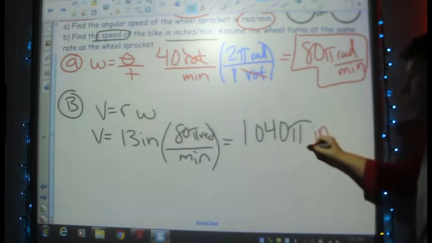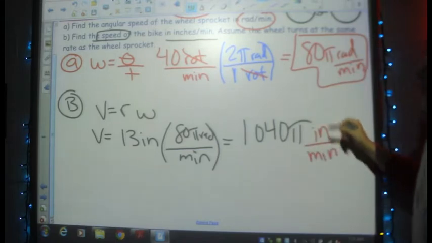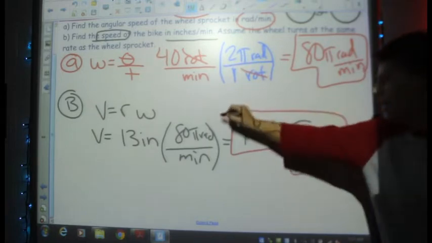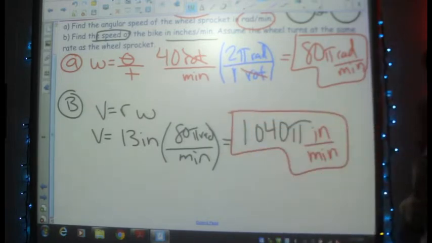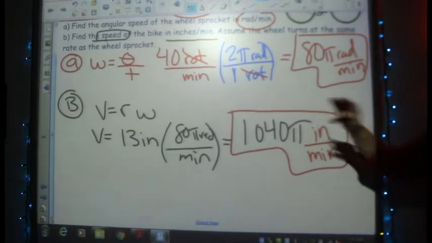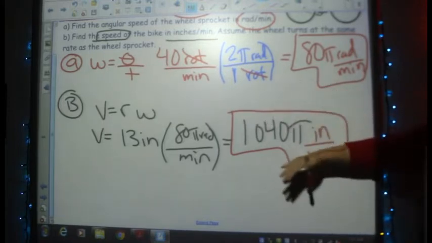So I'm going to write inches per minute. The question asked me in inches per minute. I responded in inches per minute. So again, I'm done. I'm just using the formula. I know the problem sounds scary. I know the formulas look a little funny. We're talking about units, dimensional analysis. It gets a little confusing. But just start with the formula and fill in what you know.